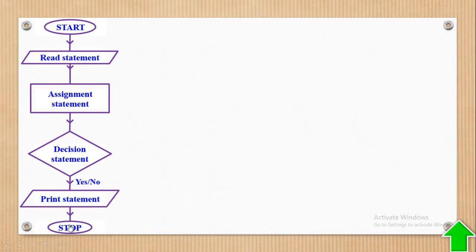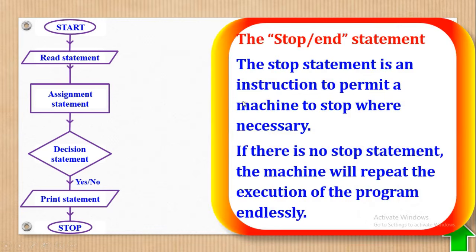So the stop statement, what does it do? The stop statement is an instruction to permit the machine to stop where necessary. If there is no stop statement, the machine will repeat the execution of the program endlessly. So for every machine there should be a start statement and a stop statement. Start statement is what permits it to start the work, and stop statement is what permits it to stop where necessary.